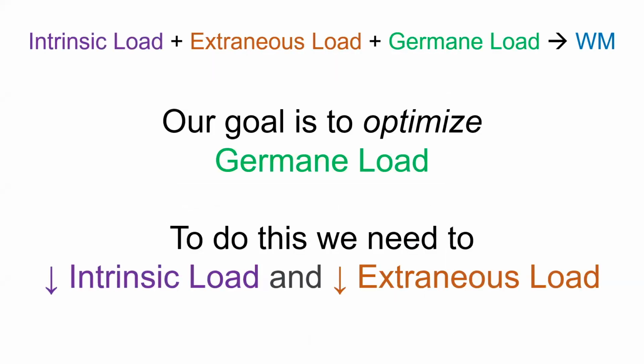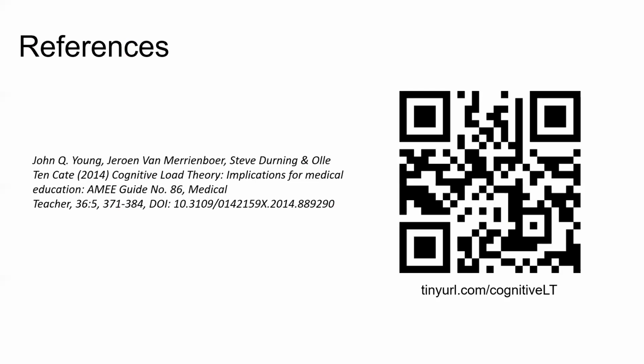To summarize, working memory is the sum of intrinsic load, extraneous load, and germane load. Our goal as educators is to optimize the germane load. In order to do this, we need to decrease the intrinsic load for learners and decrease the extraneous load as possible.